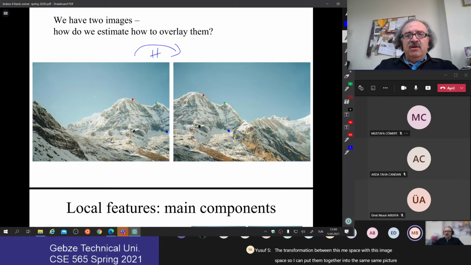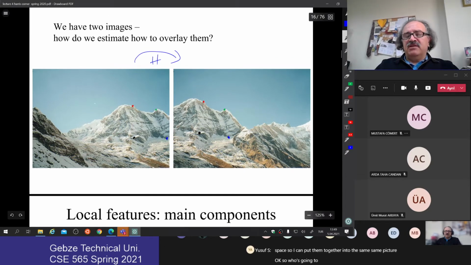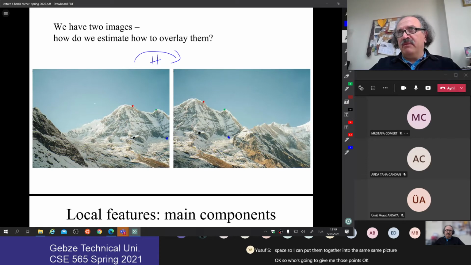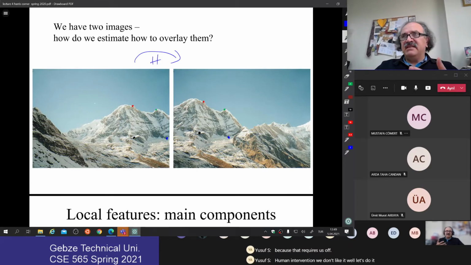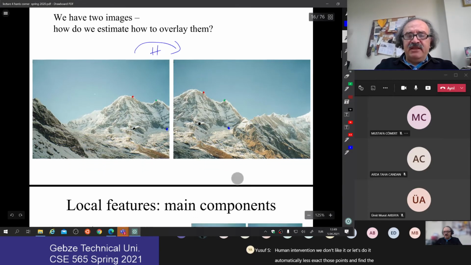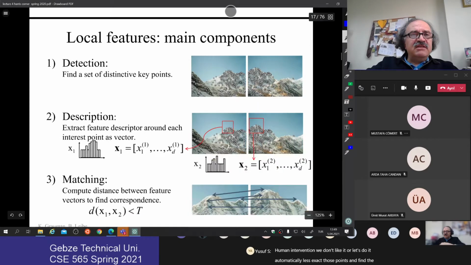Okay. So who is going to give me those points? You can mark it with your hands, but that's not preferable because that requires lots of human intervention. We don't like it. So let's do it automatically. Let's extract those points and find the correspondences automatically. So this is what we do.